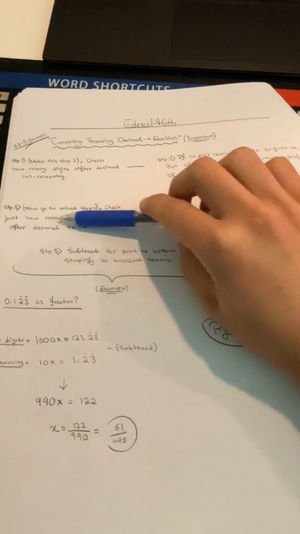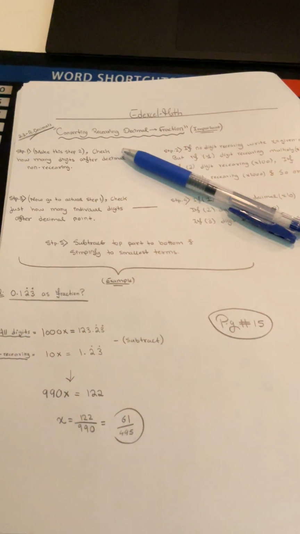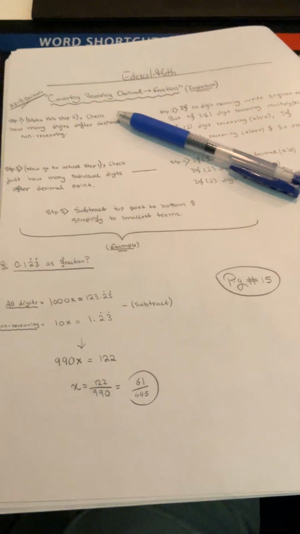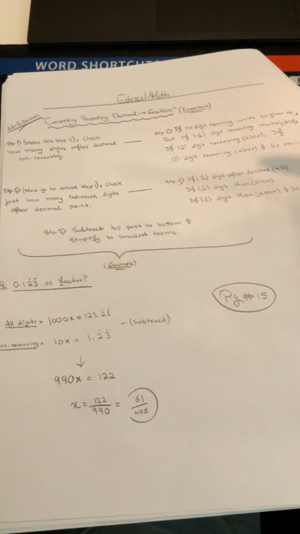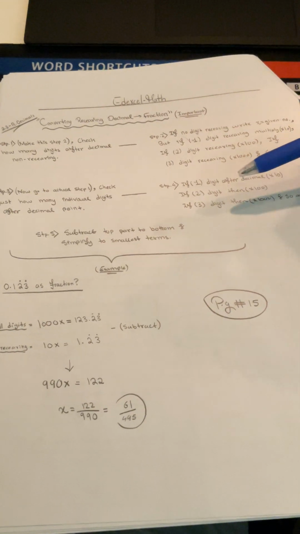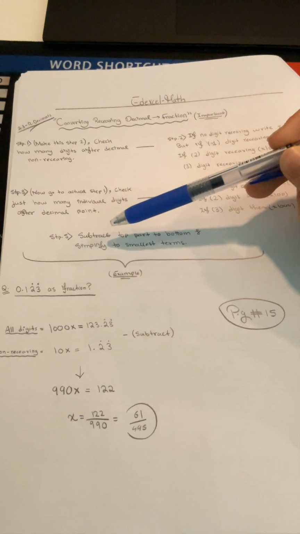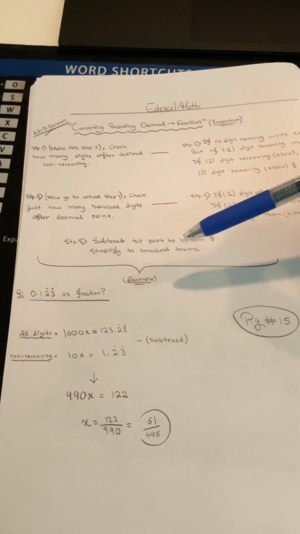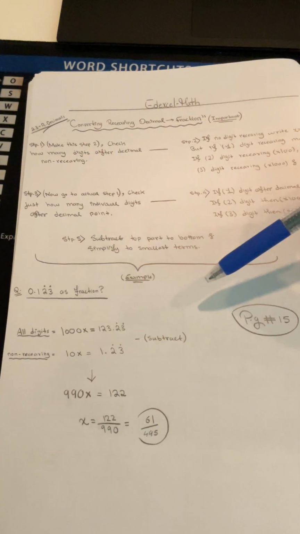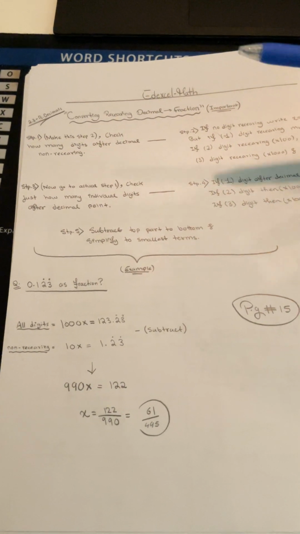Now go to the actual step 1 and check how many individual digits are there right after the decimal point, okay? If it's 1 digit, multiply by 10, 2 digits, multiply by 100, 3 digits, multiply by 1000. Now I want you to subtract the top part and the bottom part and find the smallest term by simplification. Let's have a look at an example.